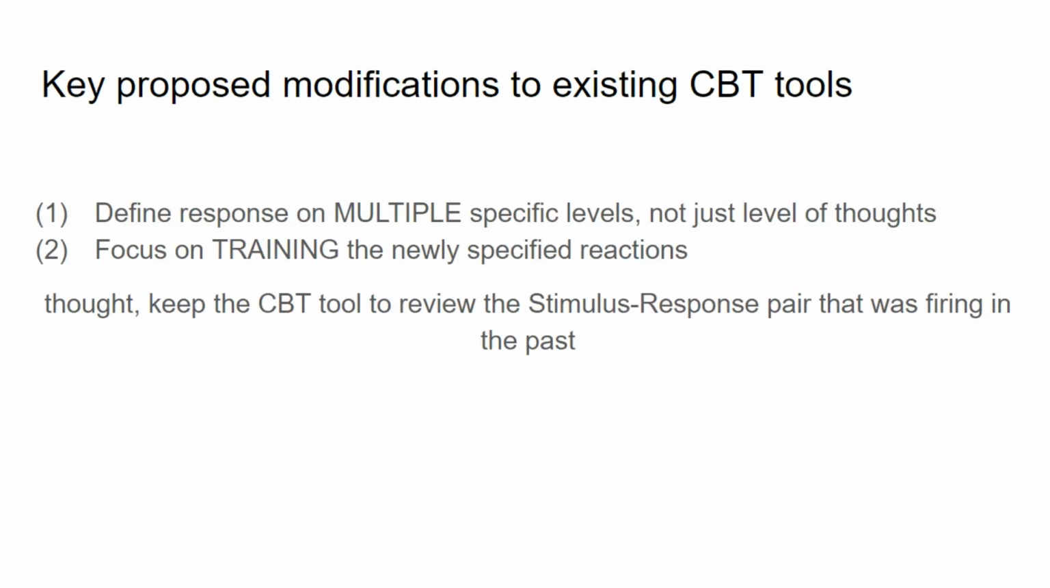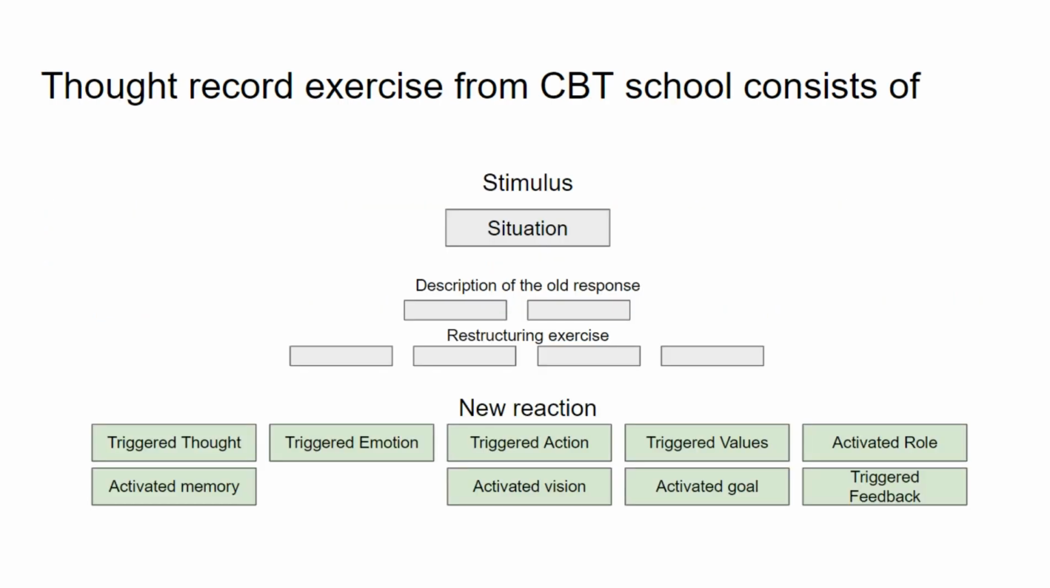That's a few key modifications, right? First, we define the response on multiple levels, not just the level of thoughts and, if we're generous, the level of emotions. And we focus on training this new pair of stimulus and response. We keep the CBT tool to review the pair that we trained, right? But with the recommended tool, stimulus response training, we focus on formulating the reaction on multiple levels and training it. Let me show it in more detail.